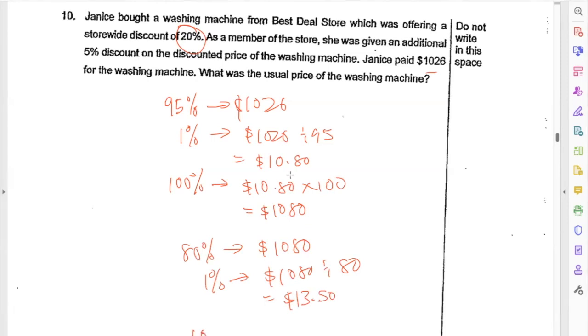Then 100% will be 13.50 multiplied by 100, and you get 1,350. So 1,350 is the original price of the washing machine, or you can call it the usual price. All right, let's continue with the next question.